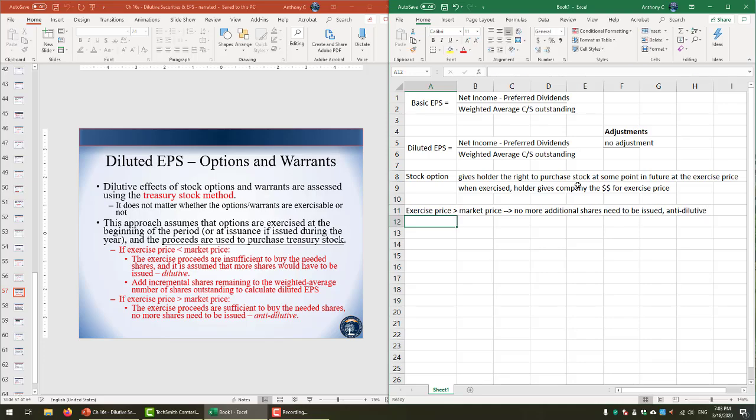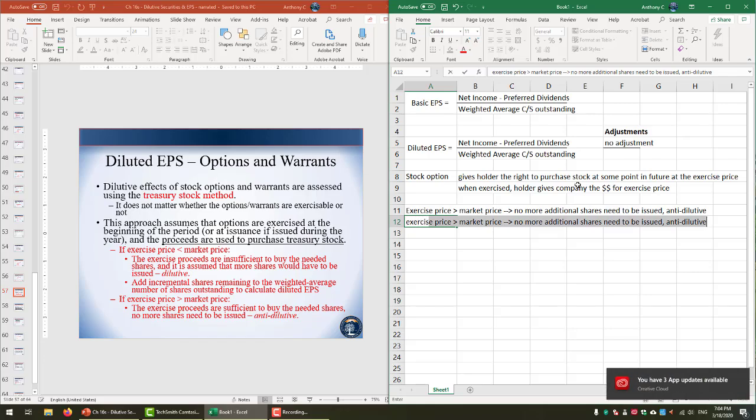Another way to think about this is if the exercise price is higher than the market price, the option holder would pretty much have to be an idiot to exercise the stock option because they're going to pay more for the stock than they could if they bought it from the market. Right? So in that case, no one's going to exercise the option, so it's going to be anti-dilutive.